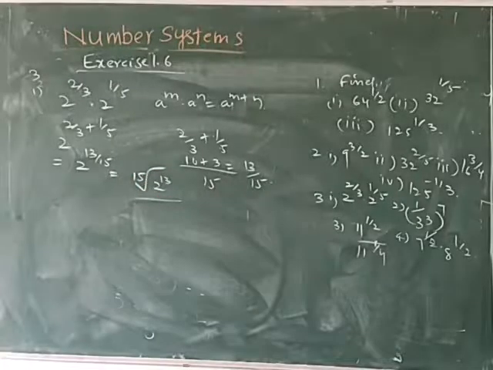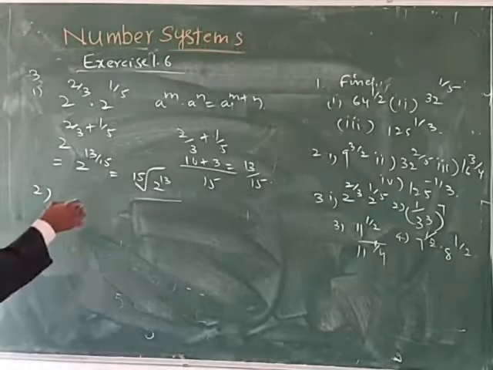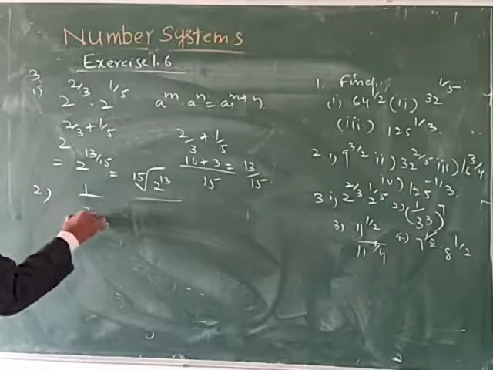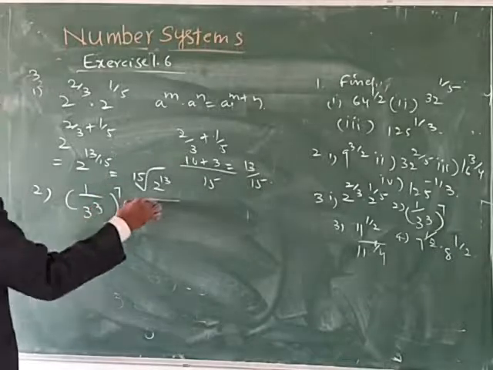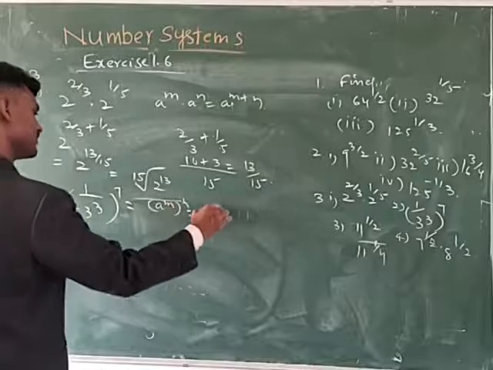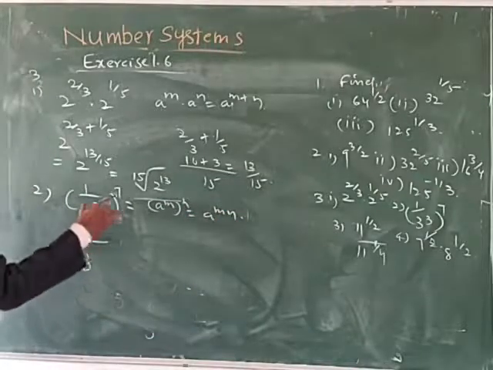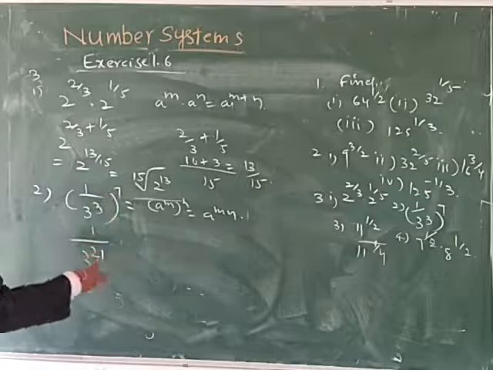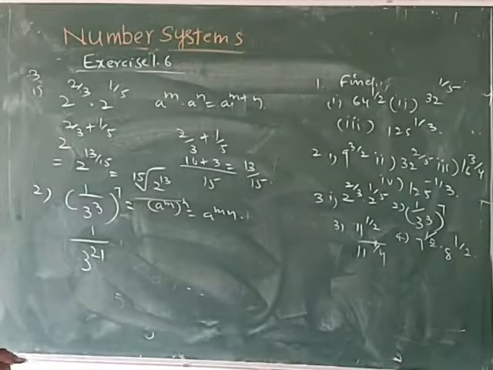Okay. Next, the second one is 1 by 3 power 3 whole power 7. Here a power m whole power n is equal to a power mn. Then 1 by 3 power 7 into 3, that is 21. This is the answer. Next, note down this one.